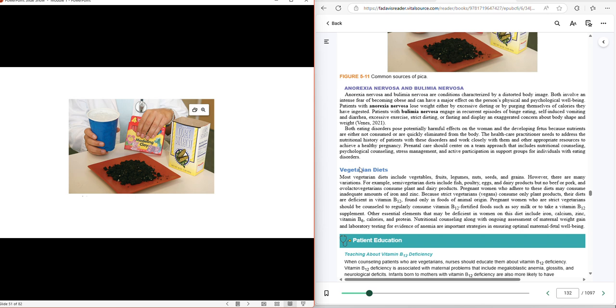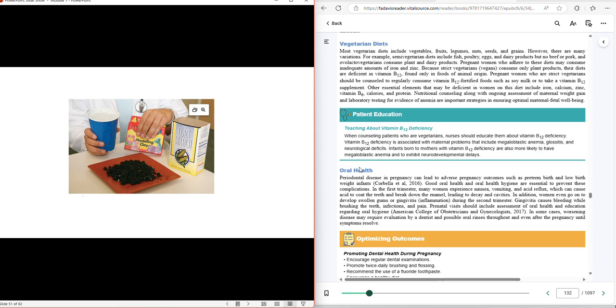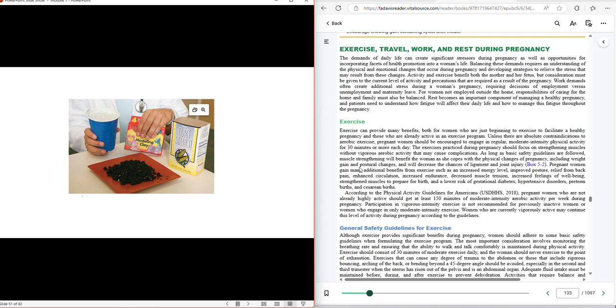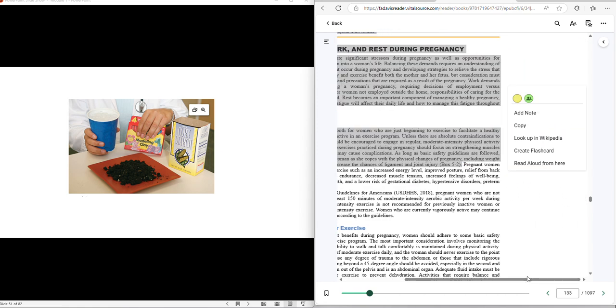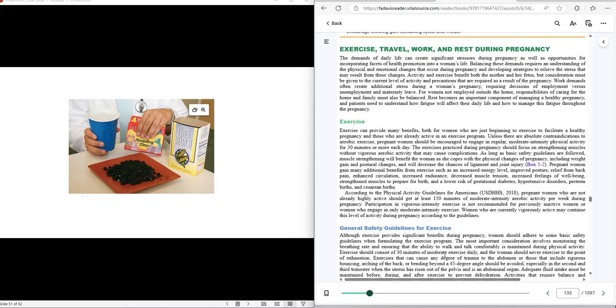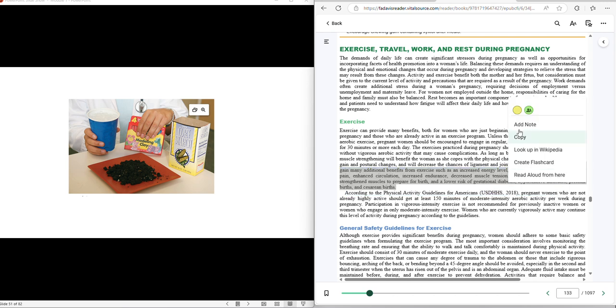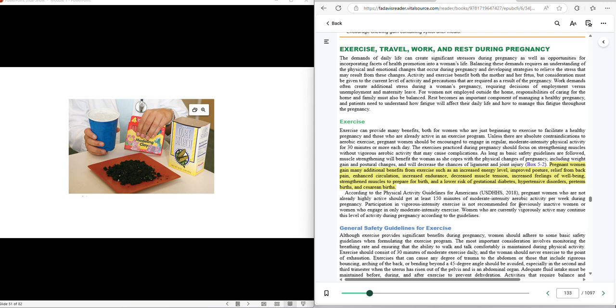On 133, it starts talking about exercising, travel, work during pregnancy. It's okay to exercise. Okay, it's not prohibited. If somebody's been running, they're an athlete, it's okay to continue running. Okay, they don't have to stop anything. So another wink and lollipop is that they can continue doing what they're supposed to do. So this paragraph on exercise, another wink and lollipop.